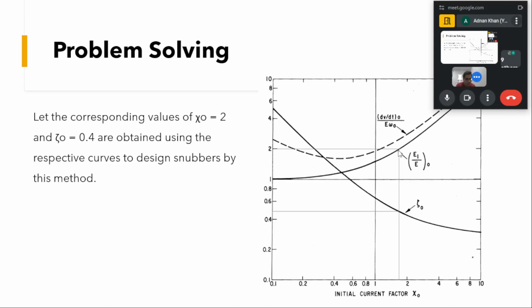At this point where E1 by E is 2, we have a chi value that is close to 2, and rounded off they have taken it as 2. And at this point, it cuts the xi naught curve at some point. If you draw the horizontal line from this, if you follow the arrow, it is around 0.4, and they have rounded it off to 0.4. In a similar fashion, for different values of E1 by E, you can find the chi and xi values by following this curve.